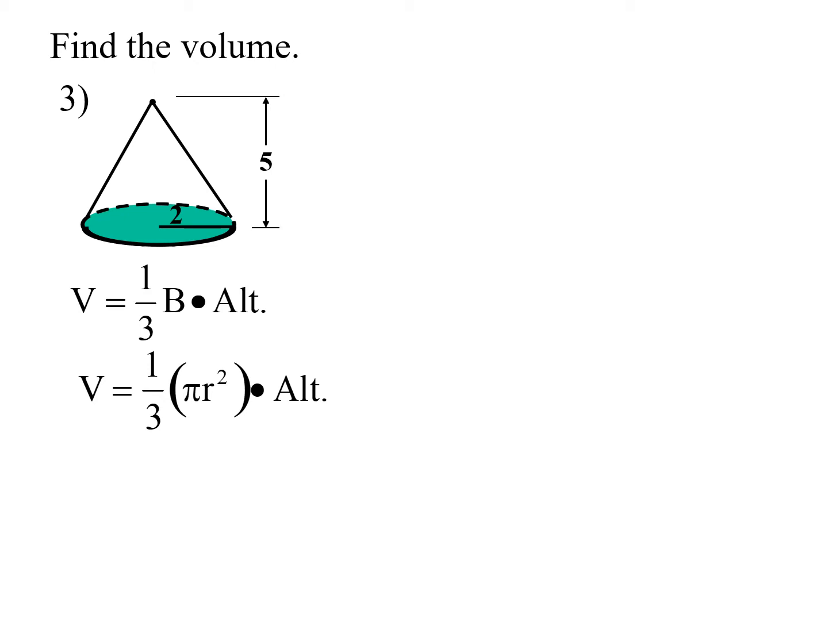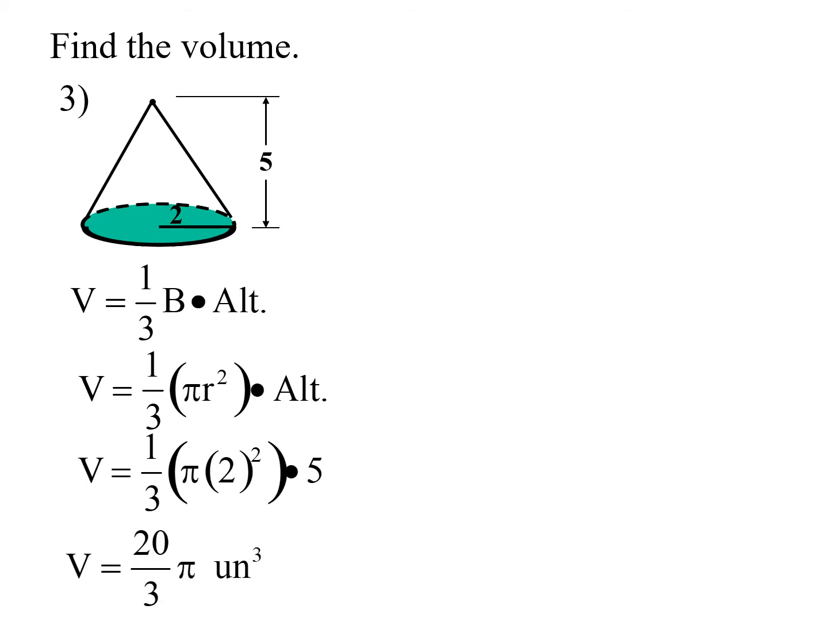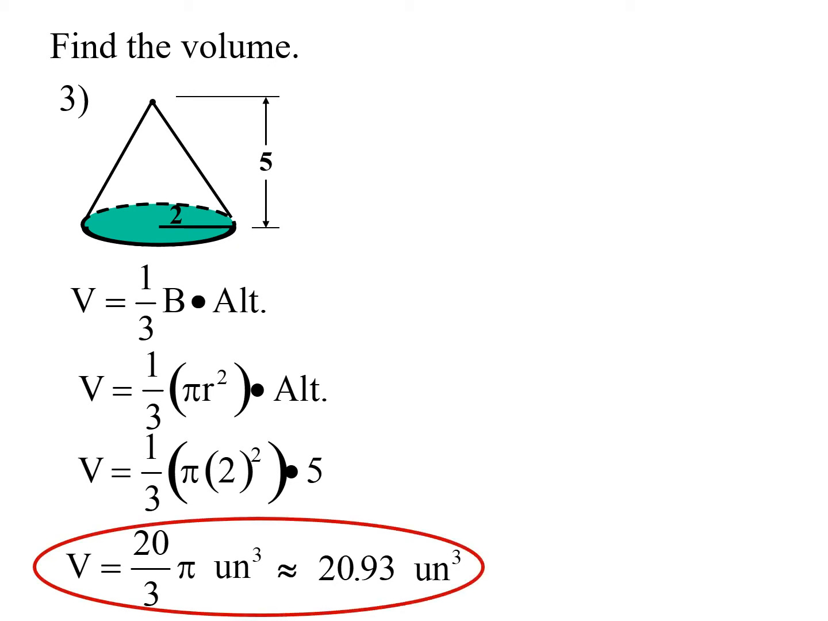We're going to plug in the 2 for the radius and the 5 for the altitude. Then just remember it's one big long multiplication problem. So I'm going to do 2 squared, which is 4, 4 times 5, which is 20, and then 20 times 1/3 gives me 20 over 3. Then I have my pi, using 3.14. Just multiply those together. You can use a calculator if you want, just like last week, and you get approximately 20.93 units cubed.